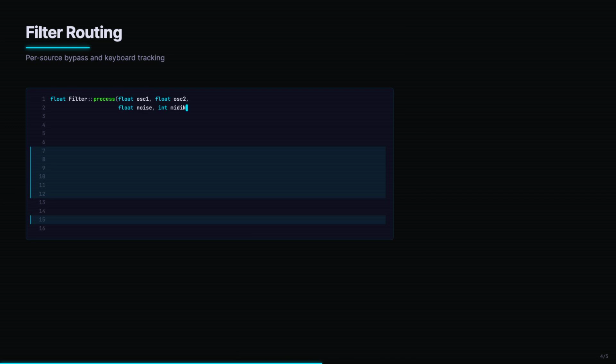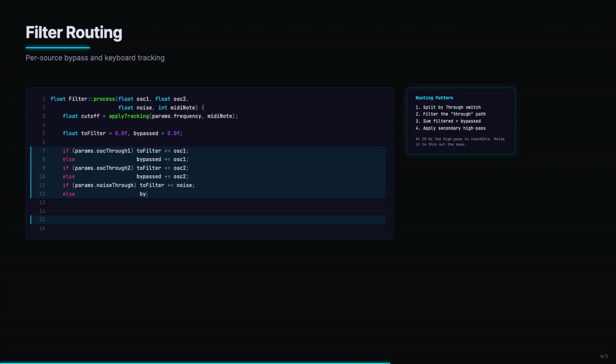The routing code splits each source into filtered and bypassed paths, applies the selected filter type, then sums everything back. A secondary high pass runs after the main filter. At 10 Hz, it's inaudible, but raise it and you thin out the bass. The whole thing is just multiplies, adds, and a switch statement.